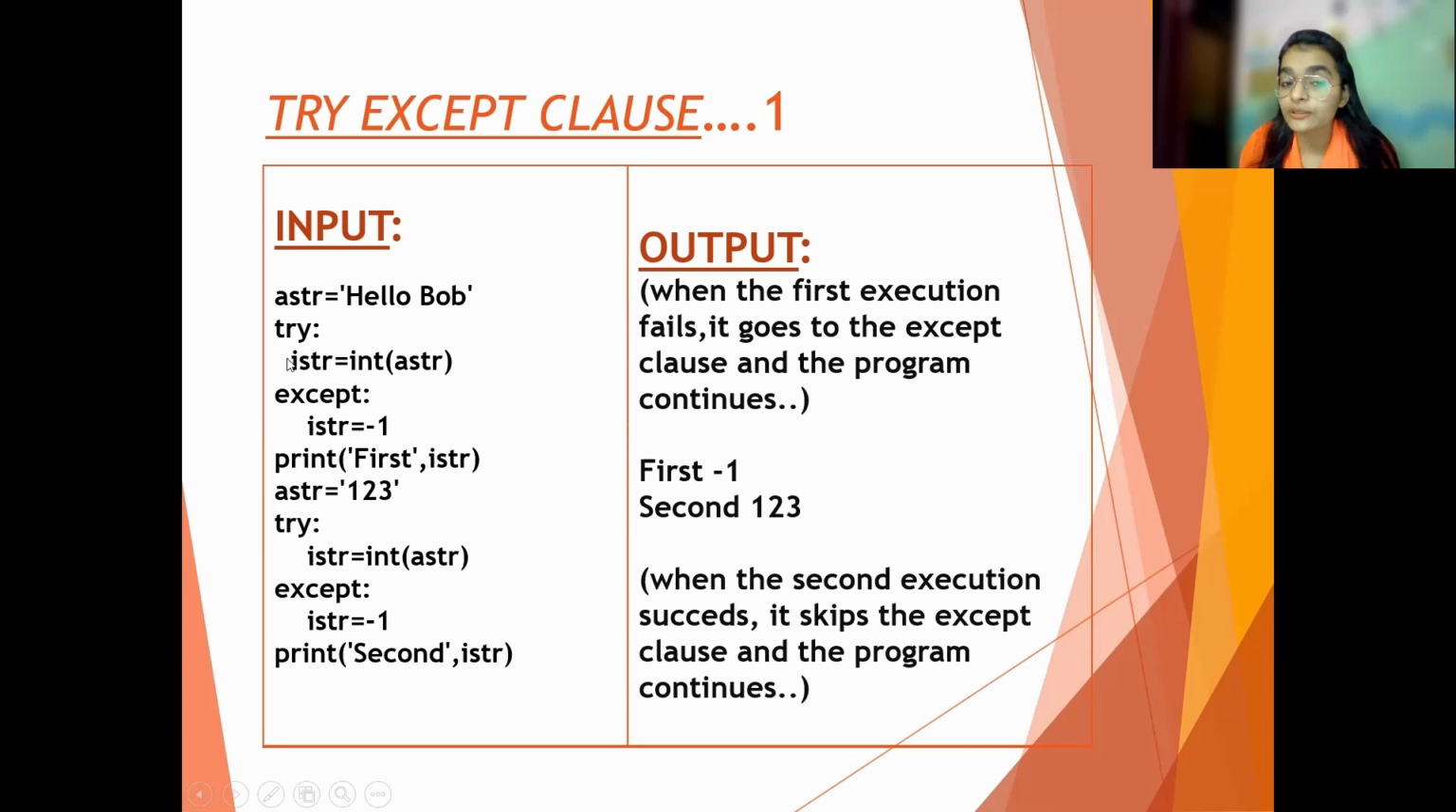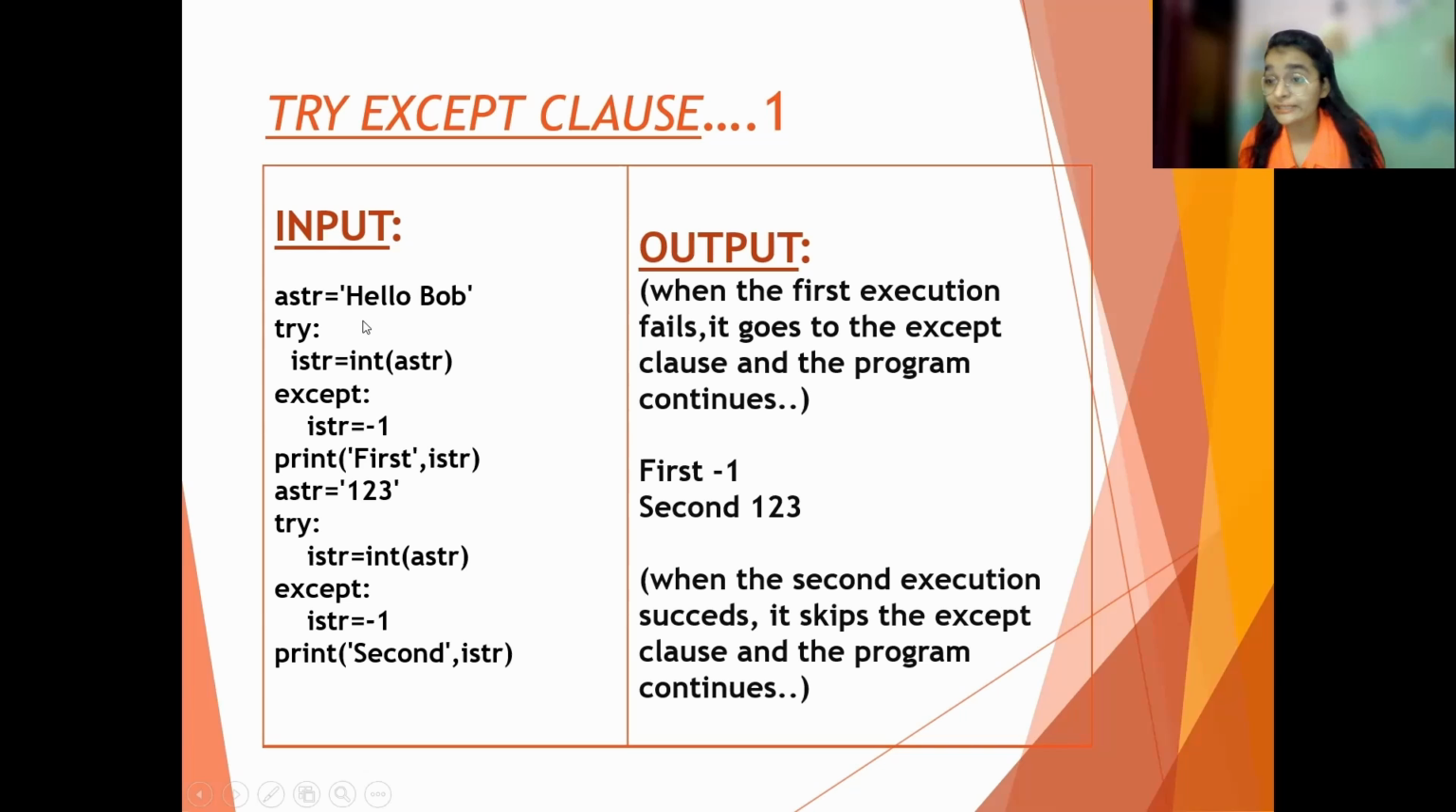If that function is not running, like if I'm not able to convert "hello Bob" into integer format, which I will not be able to do because it does not contain a numeric value, then it will skip the try clause and go into the except clause, and it will give -1 to ISTR. So ISTR will get the value -1. In the next line, it will print first, then ISTR.